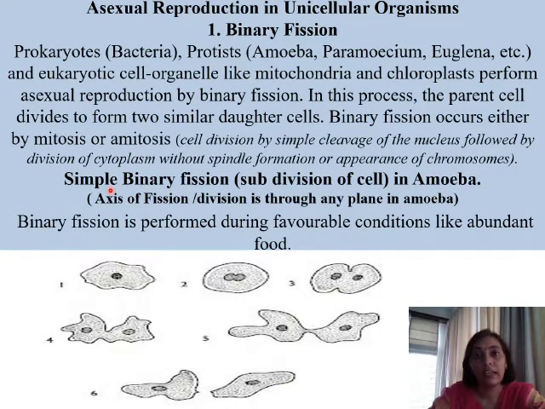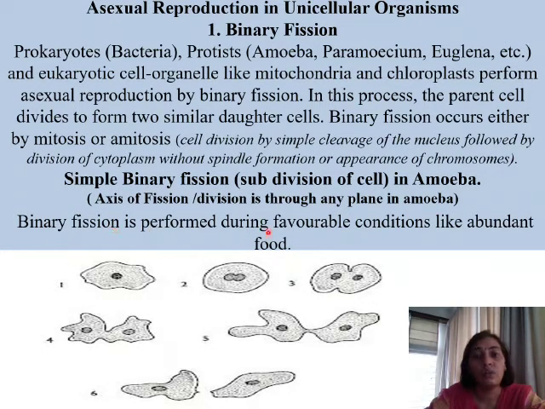Let's see the very first type of binary fission. There are 3 types of binary fission. The very first is called simple binary fission, subdivision of cell in amoeba. The example is amoeba. Axis of fission or division is through any plane in amoeba. Now we know that the body of amoeba is irregularly shaped. There is no fixed shape of the body of amoeba. Hence, the axis of fission, that is the line through which the organism's body can be divided into two halves, is not fixed. Hence, the axis of fission or division is through any plane in amoeba.